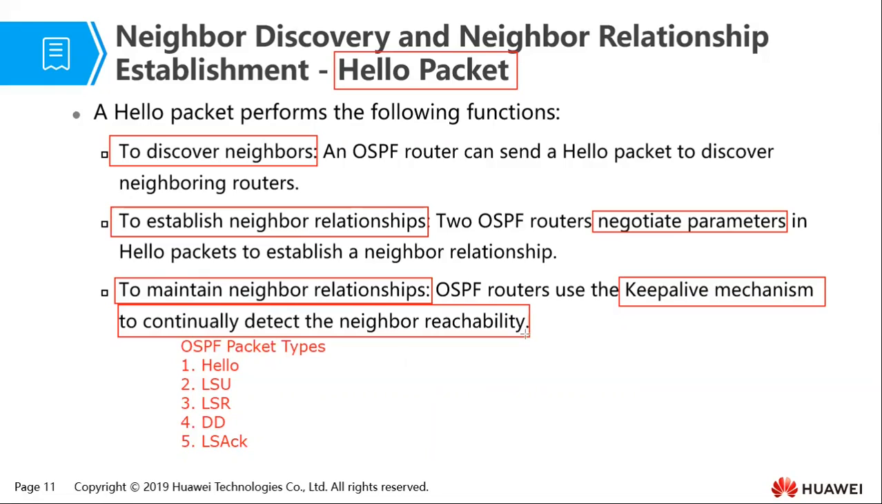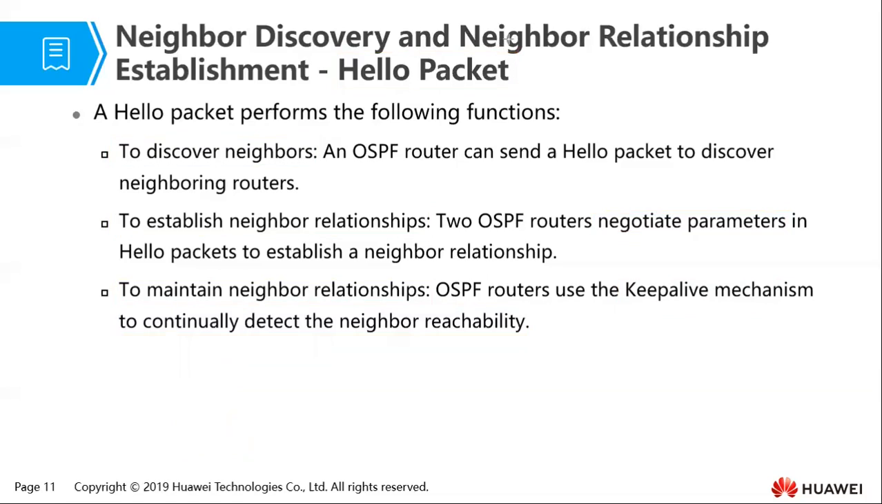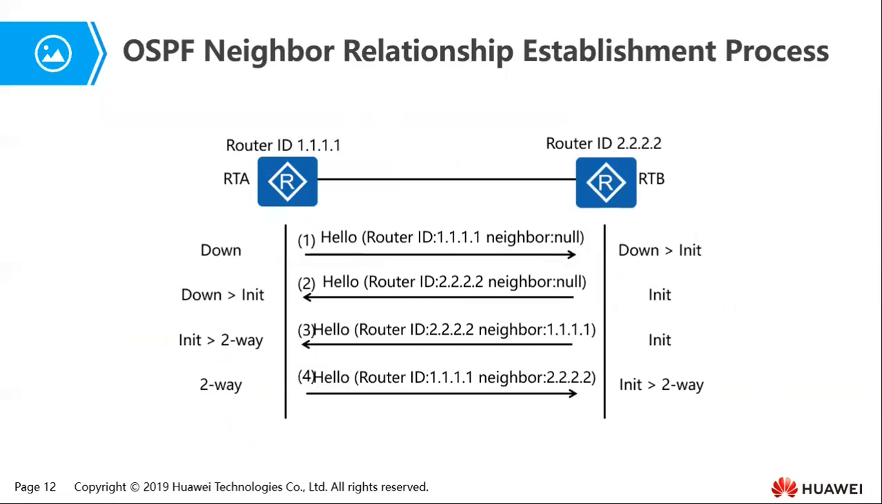So if a router does not receive any hello packet from its neighbor within a specified period of time, then the router will terminate the OSPF neighbor relationship with that particular neighbor. So that is how the keep alive mechanism actually works. If you don't receive hello packet for a certain amount of time, predefined amount of time, you simply terminate that neighbor relationship. Okay.